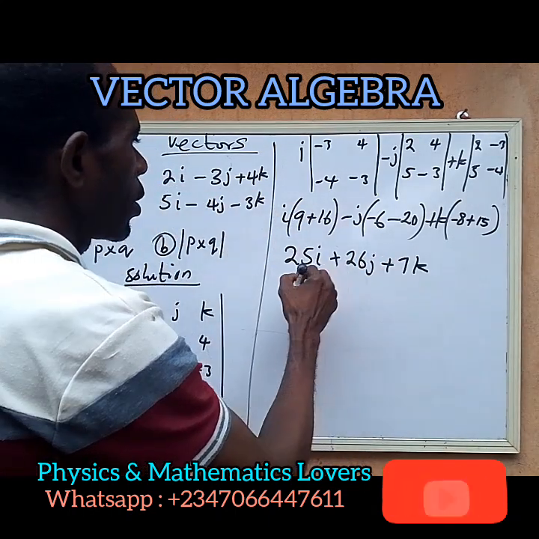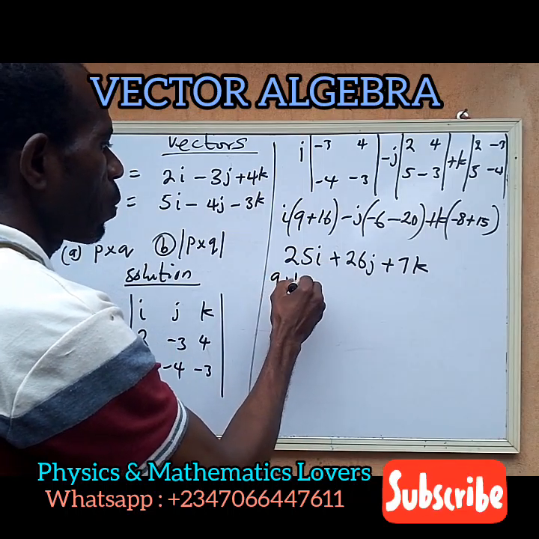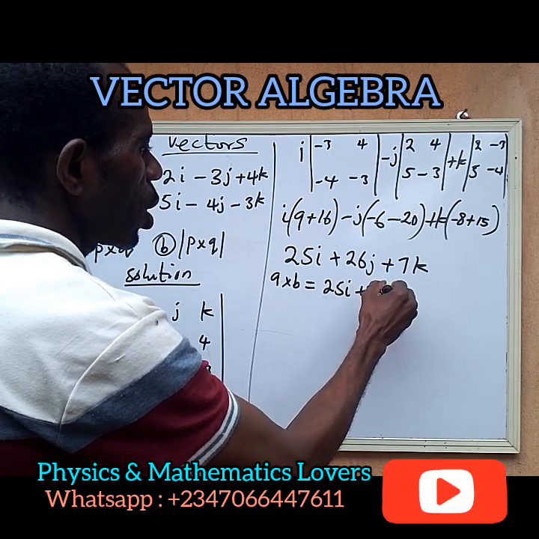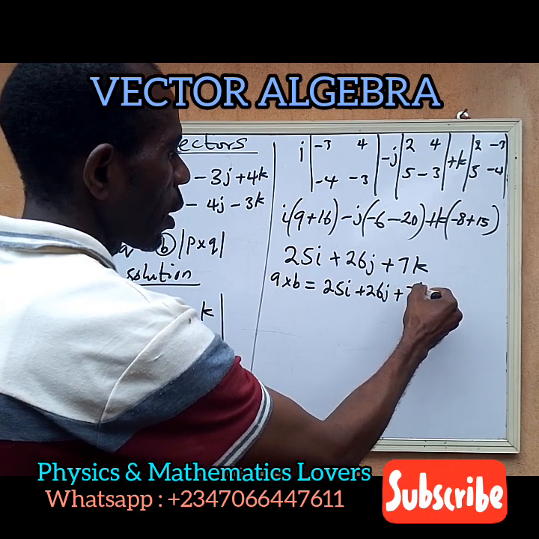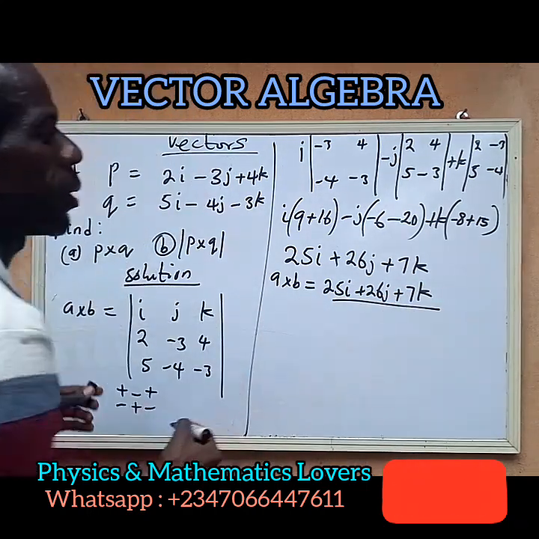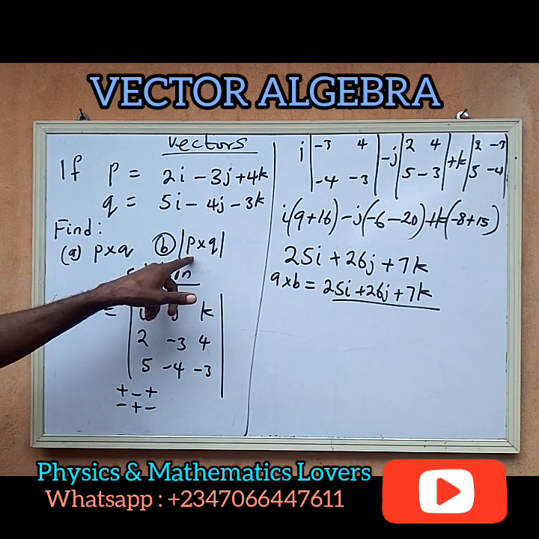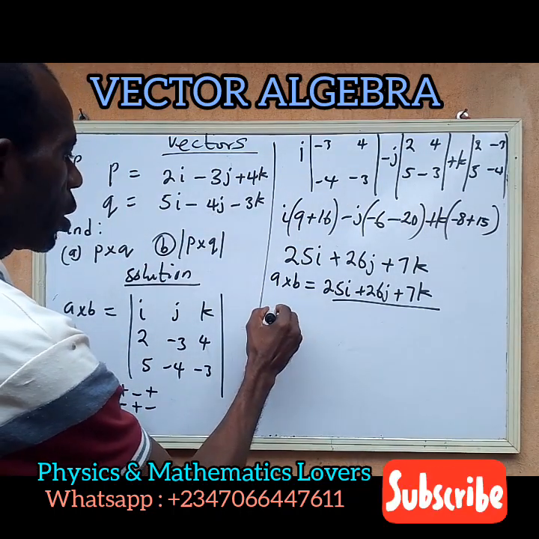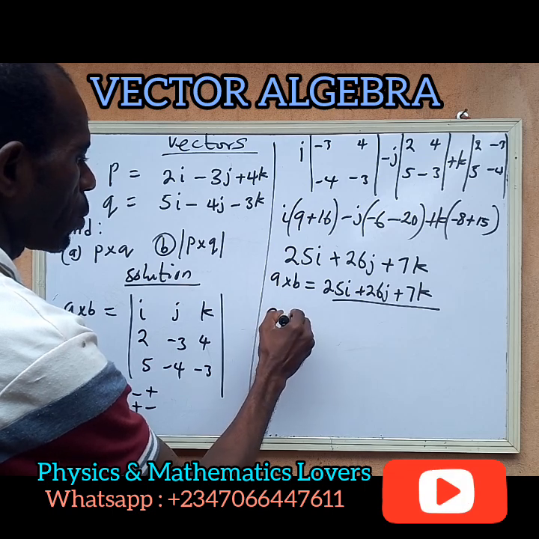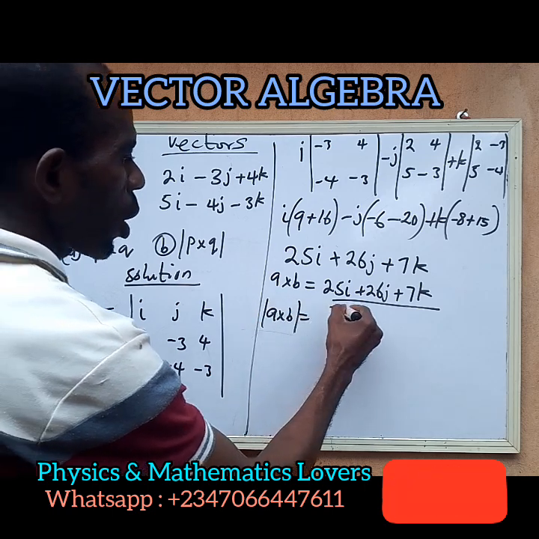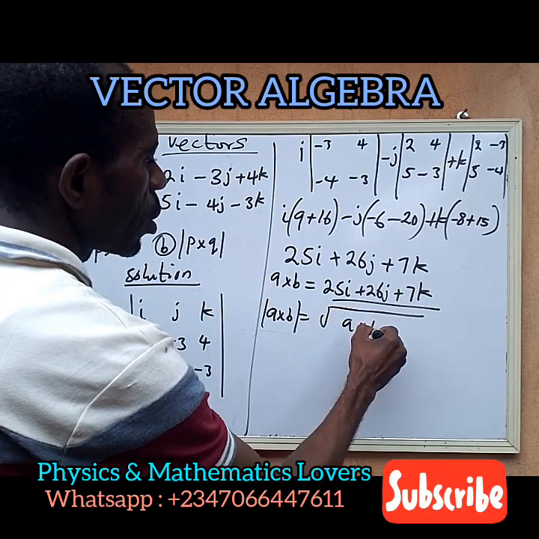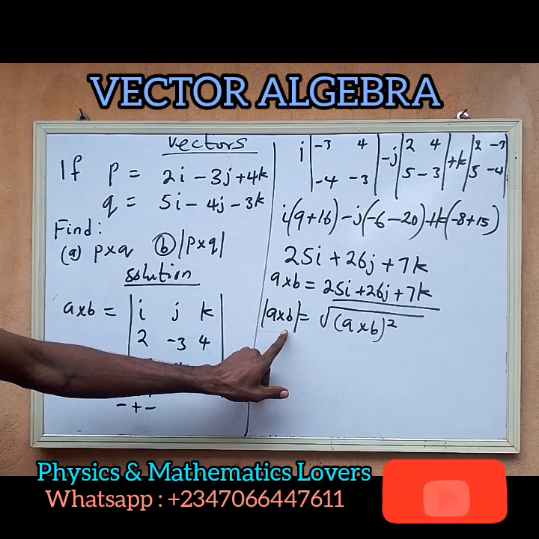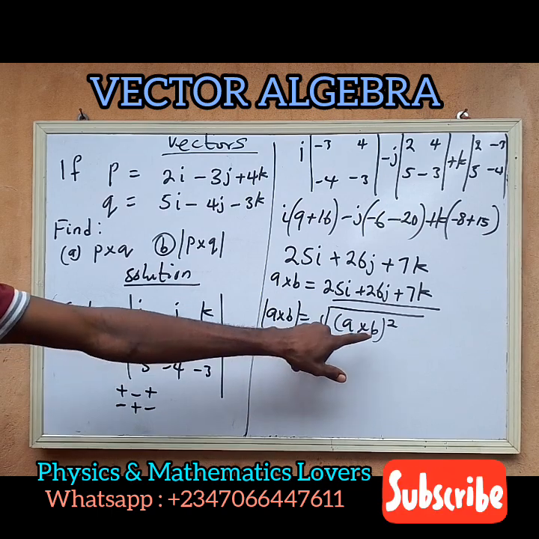So this is our vector product. Our vector product is now equal to 25i plus 26j plus 7k. This is your answer to A. The answer to B simply means I will have to square each of them. The magnitude of any vector is the square root of the sum of the squares. This is the formula for calculating the magnitude.